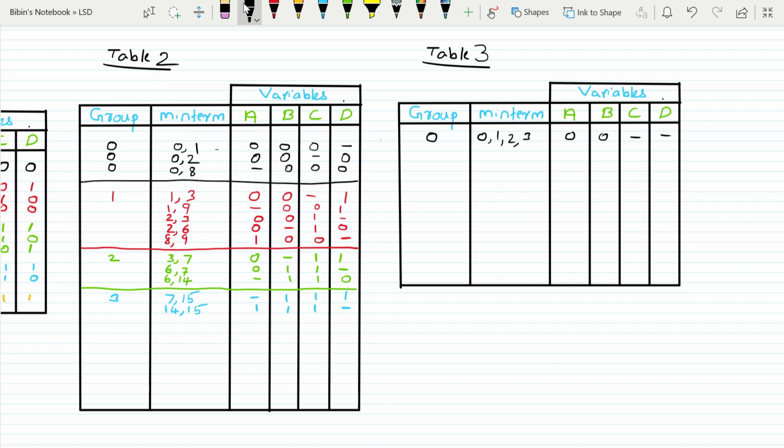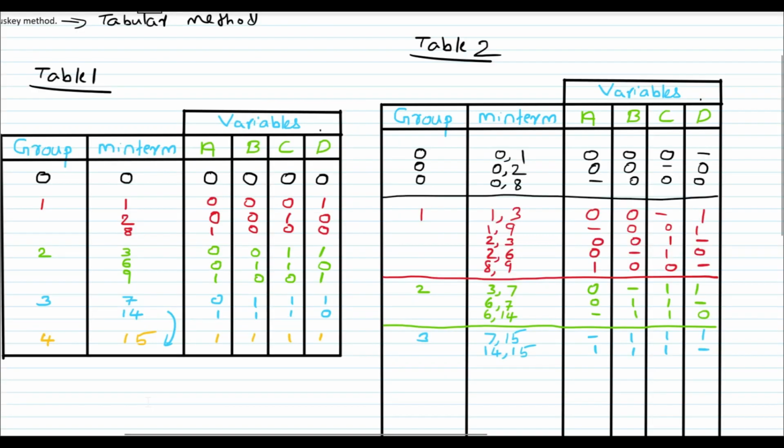Now the next one. So we have checked with 2, 3. Now the next one is 8, 9. It contains the dash in the same place as 0, 1. So when we consider 8, 9, again only A is changing. You can see only A is changing. B is same, C is same, and D is dash. So we can take 0, 1, 8, 9 also. So 0, 1, 8, 9. A is changing, so dash, B and C are 0, and D is already dash. So we have completed comparing the consecutive groups, all the minterms in the consecutive groups.